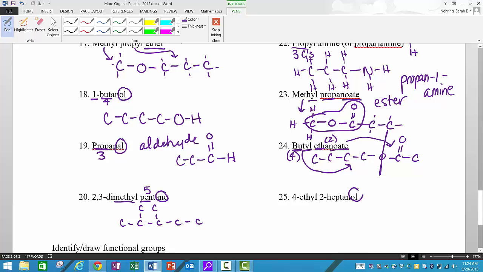Okay, this one is "-ol", so it's an alcohol, and it's heptanol, so hept means 7, so let's start with that. 1, 2, 3, 4, 5, 6, 7. It looks like the alcohol group is coming off of the second carbon, so I'm going to draw that right here. And then 4-ethyl, 1, 2, 3, 4. That means I have an ethyl group coming off of the fourth carbon, so it's going to look like this. And those are our practice problems from writing formulas based on name. You want to be able to do both.